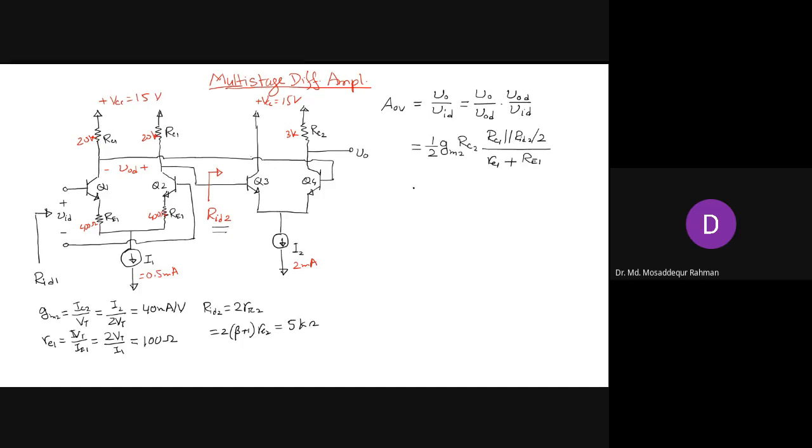So putting in the values of all these parameters, RC2 is 3K, so that will be about 60, or if you just want to put it, 40 times 3K, times RC1, which is 20K, in parallel with 2.5K, divided by 100 plus 400, right? So that is all. And doing the math, you get 60 times 4.4, so 240.